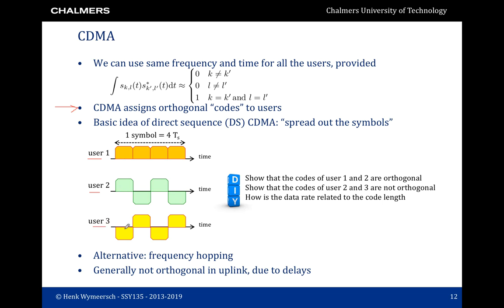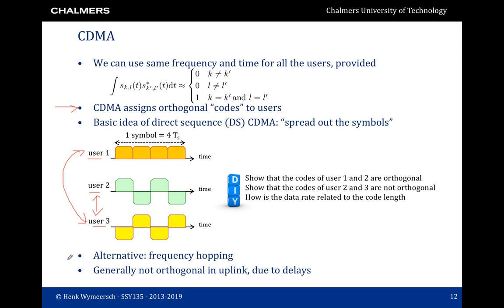If a third user is here with a code minus 1, 1, minus 1, 1, then this user is orthogonal with user 1. So user 1 and user 3 could send simultaneously to a receiver, and the receiver, by correlating with the user's code, can recover the data from user 1 and user 3. However, user 2 and user 3 are not orthogonal. This is because 1 times minus 1 plus minus 1 times 1 plus 1 times minus 1 plus minus 1 times 1 is equal to minus 4. So these two users are not orthogonal, so they should not coexist. An alternative is frequency hopping.